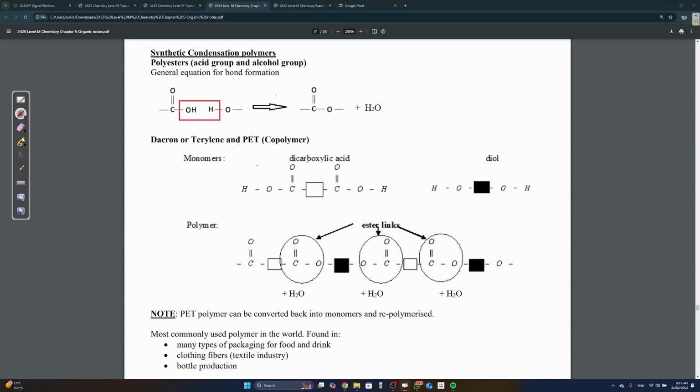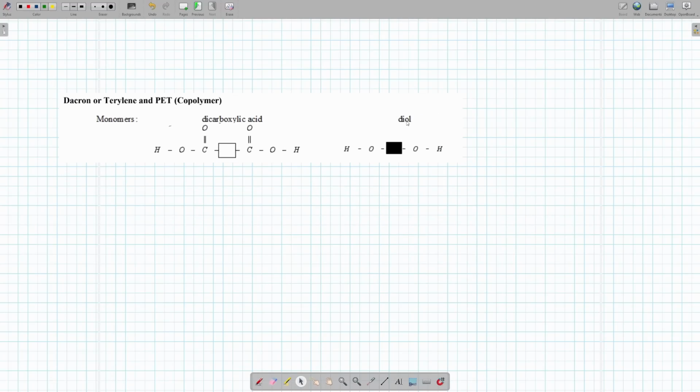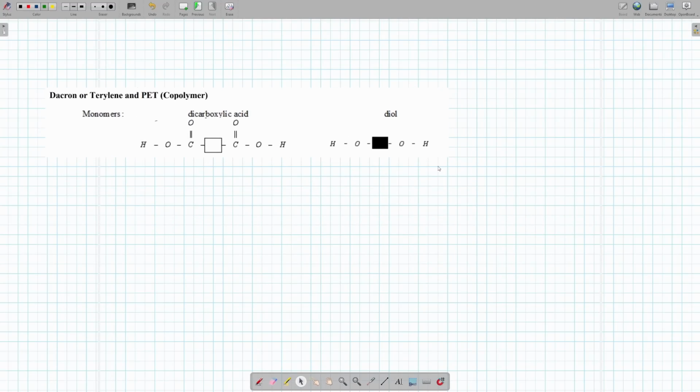Let me just take this into open board. Does it work if I select part of it? No, it doesn't. Okay, I'll just draw it. So let's say you have the dicarboxylic acid bonded to its functional group, OH, and over here bonded to its functional group OH. Here you have the diol, R prime, bonded to its functional group OH, and here bonded to its functional group OH.